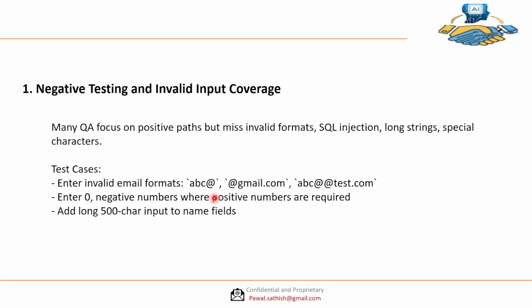When we get any story for functional verification, definitely we'll start with the positive path, but we should not miss the invalid formats, or we can say negative testing, putting special characters or a long string name. Here I gave some test cases: enter invalid email formats. Here, if you see, this is an invalid format email. Then we can try negative values or zero values where positive numbers are required, and also we'll give a long string name.